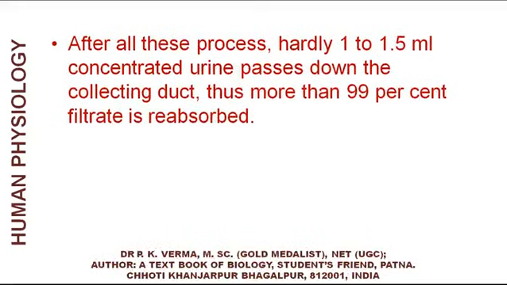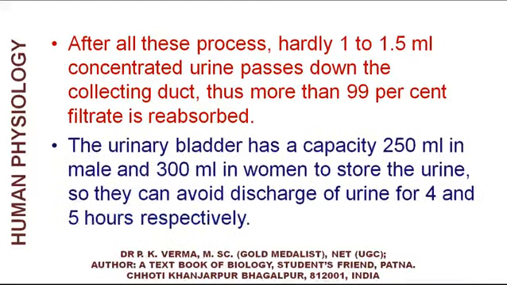After all these processes, hardly 1 to 1.5 milliliters of concentrated urine passes down the collecting duct. Thus, more than 99% of the filtrate is reabsorbed. The urinary bladder has a capacity of 250 ml to 300 ml for storage of urine in normal condition. So one can avoid discharge of urine for 4 to 5 hours.